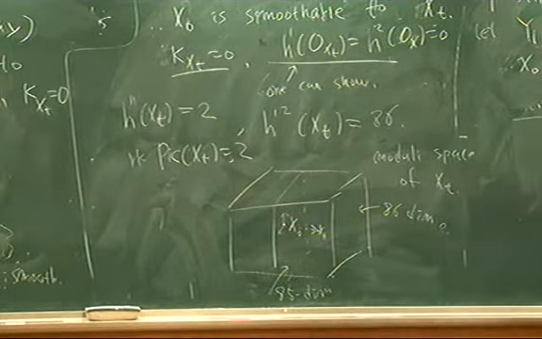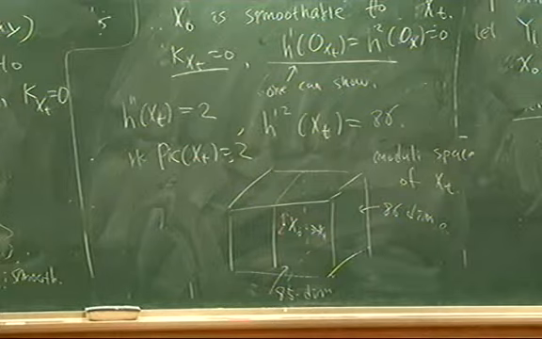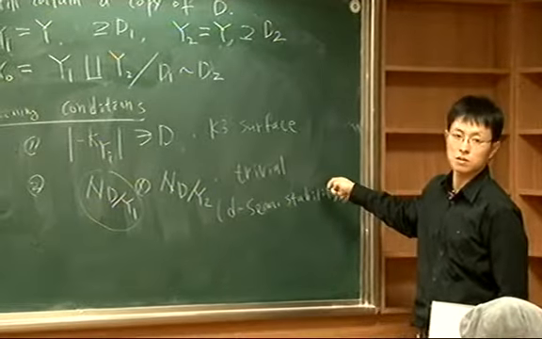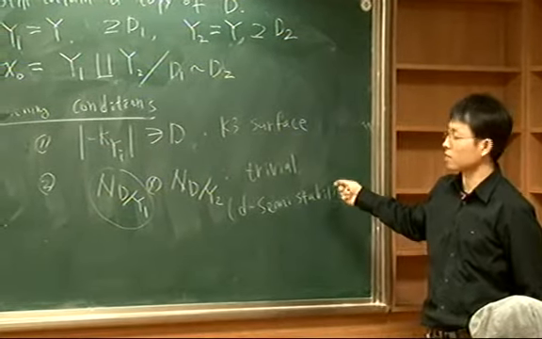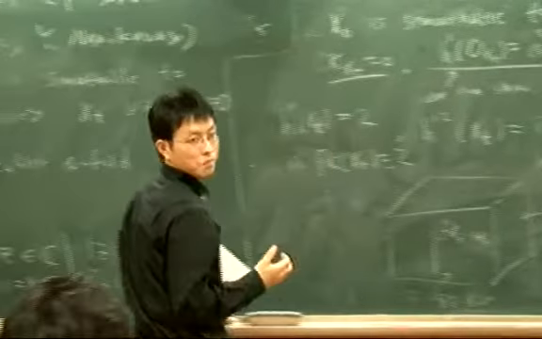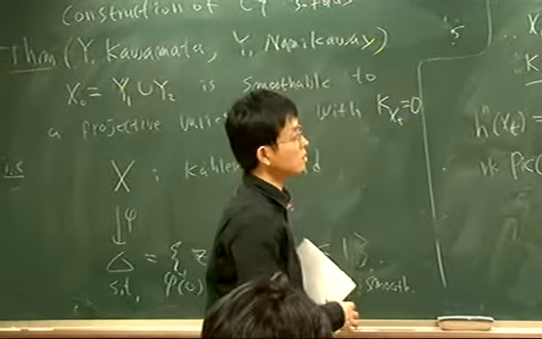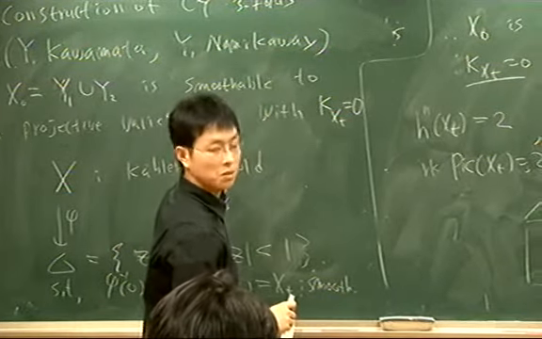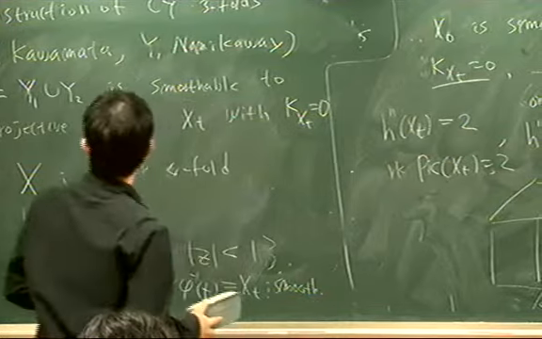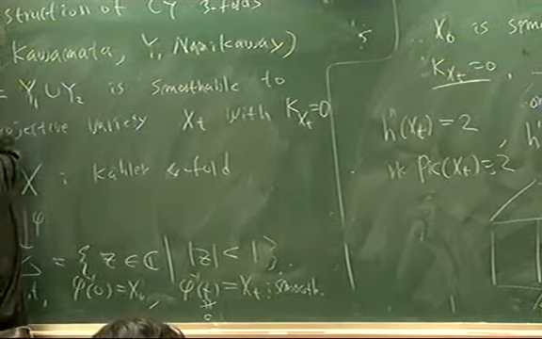I said that there is a similarity between the construction of Calabi-Yau threefolds and G2 manifolds, but in this construction it doesn't show any such similarity. So let me interpret this construction in some topological way, because this is a totally algebraic description of the construction. Let's turn to some topological interpretation.